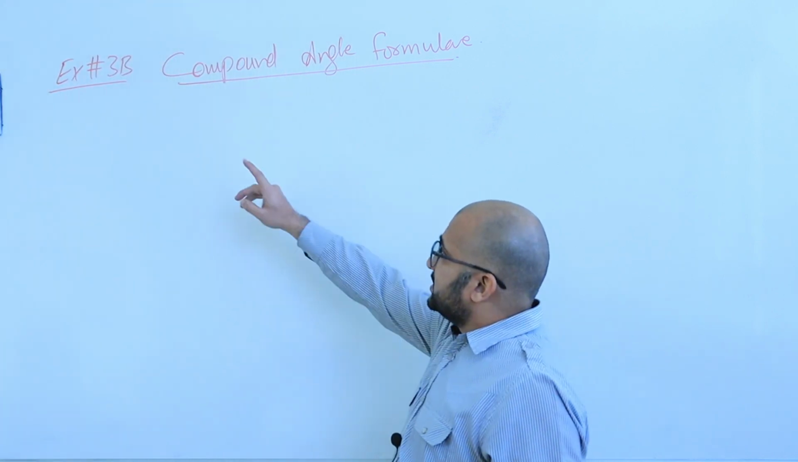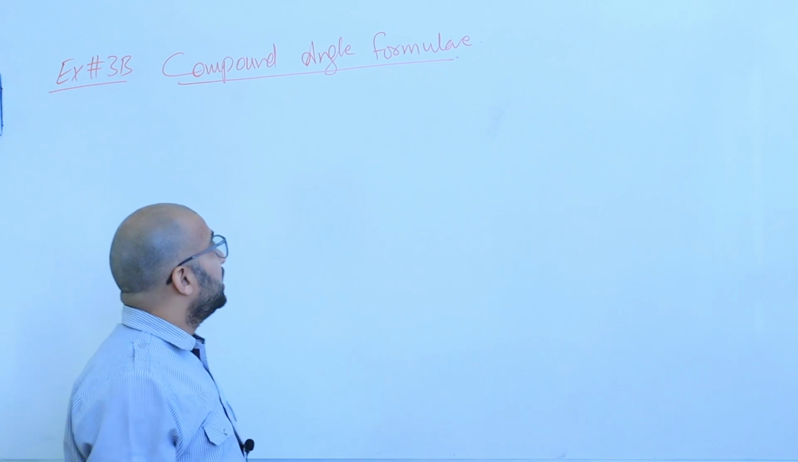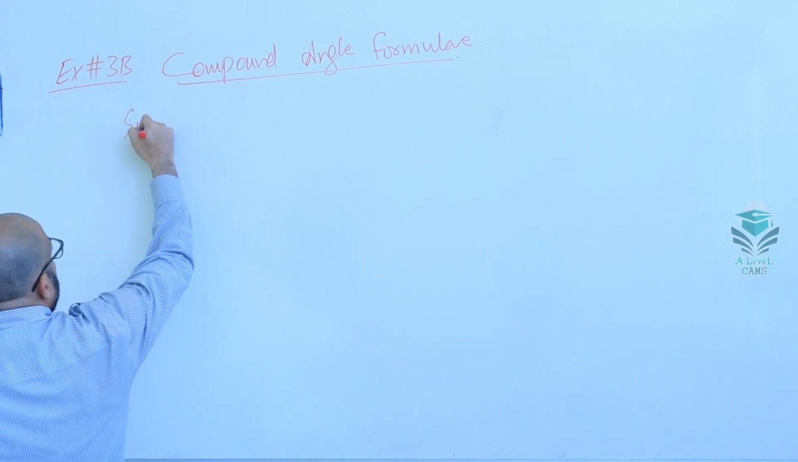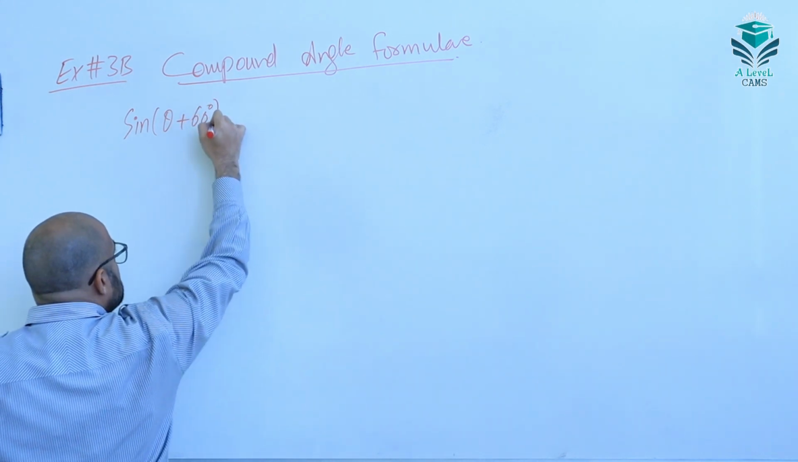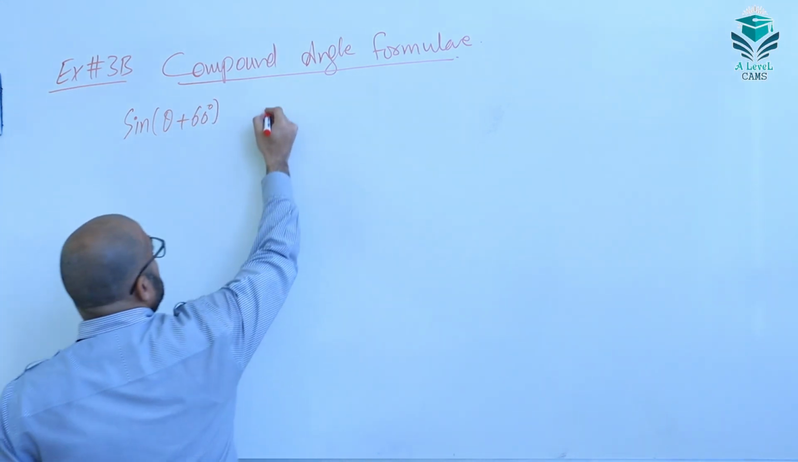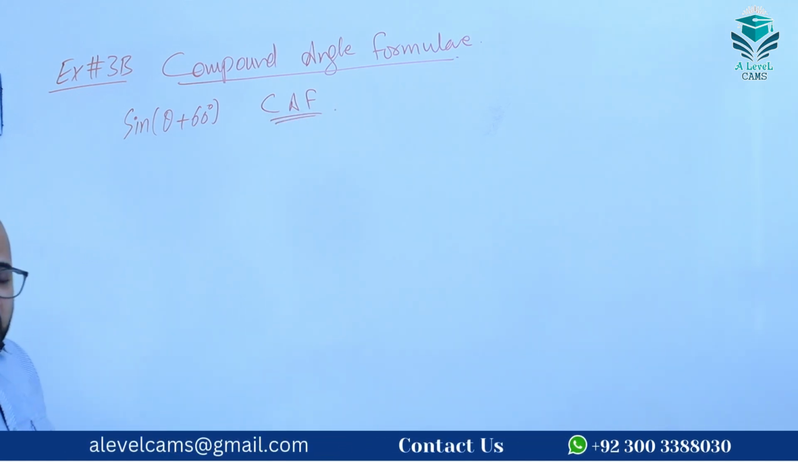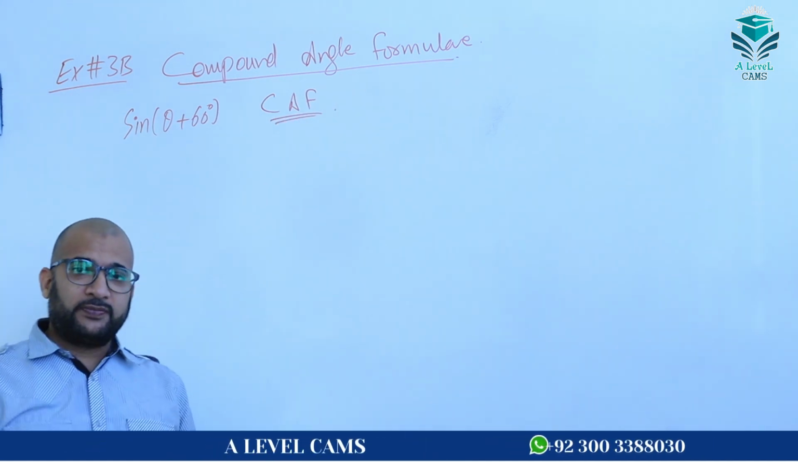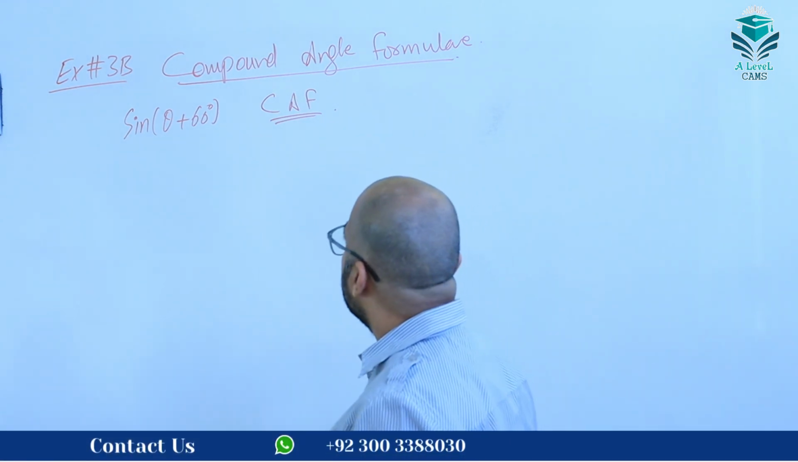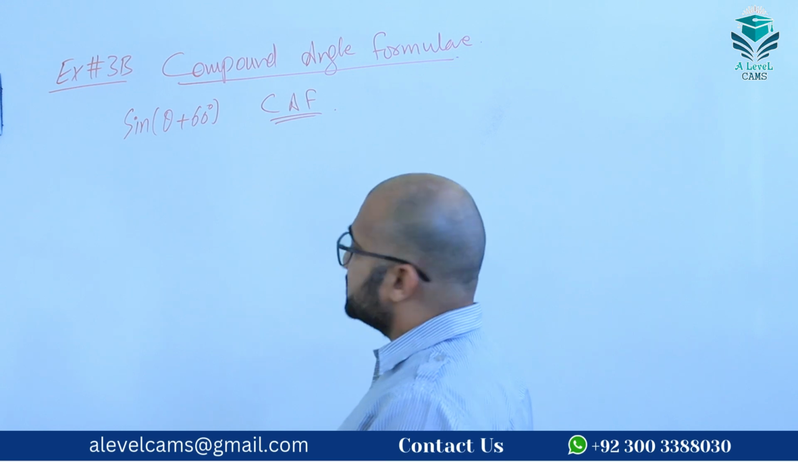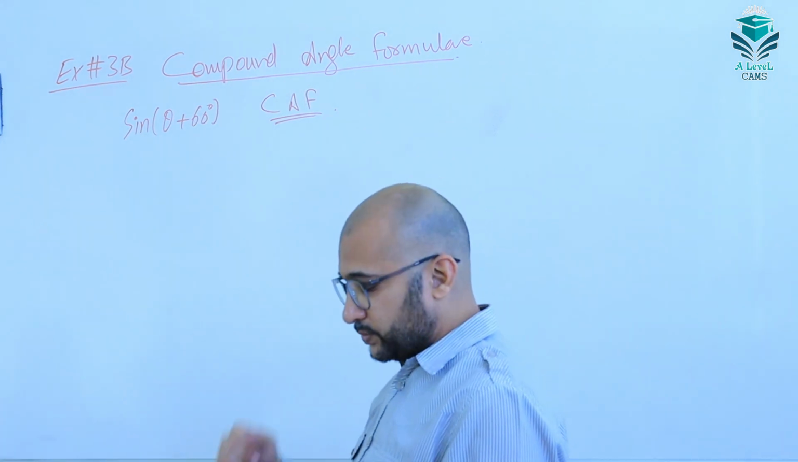In this lecture we will discuss exercise 3B, compound angle formulae. Here we will have to express the trigonometric ratios in the form of, let's say, sine of theta plus 60 degrees. So we have to use the compound angle formulae. The proof is not necessary for you, so I am skipping it and giving you the formulas, and some other trigonometric identities which are useful and will be helpful.